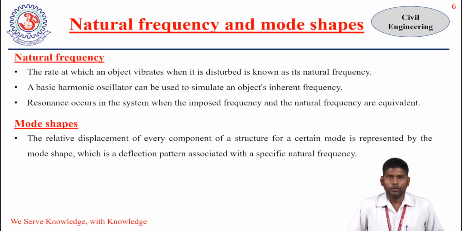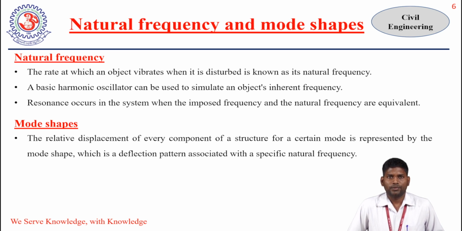So as I told, we are going to study natural frequency and mode shape. The rate at which an object vibrates when it is disturbed is known as its natural frequency. A basic harmonic oscillator can be used to simulate an object's inherent frequency. So resonance occurs in the system when the imposed frequency and the natural frequency are equivalent.